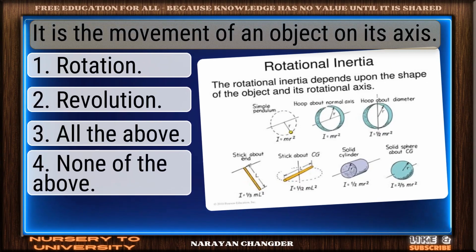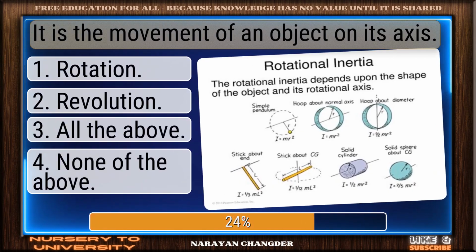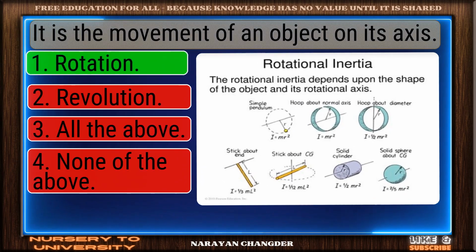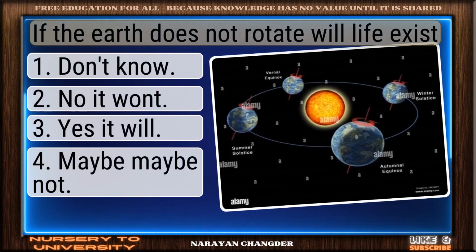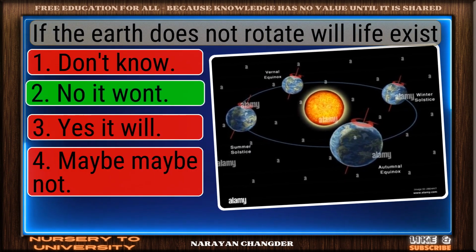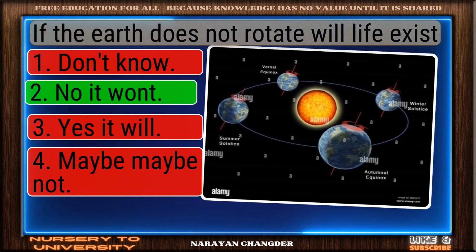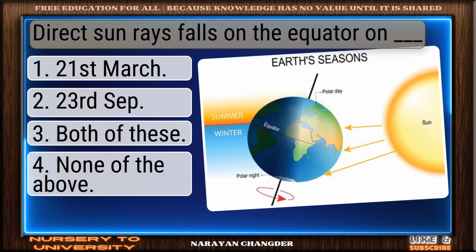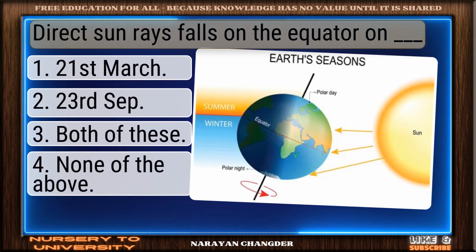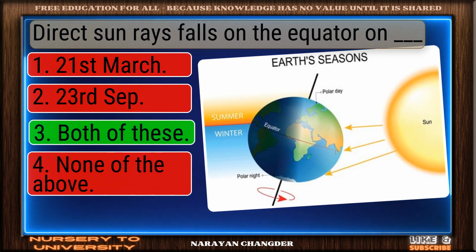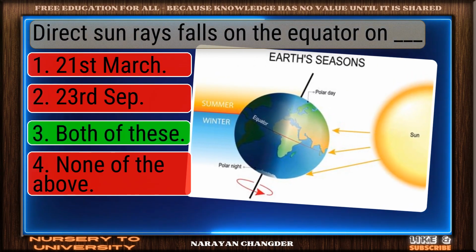It is the movement of an object on its axis. Well done. Rotation is the right choice. If the Earth does not rotate, will life exist? Nice selection. No, it won't, is the correct and valid answer. Direct sun rays fall on the equator on dash. Correct. Both of these is the right answer.